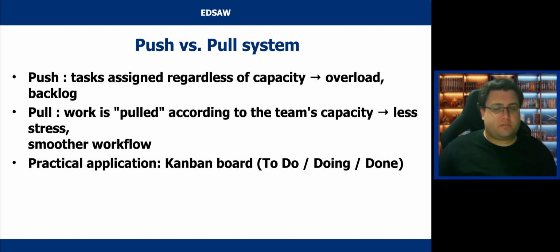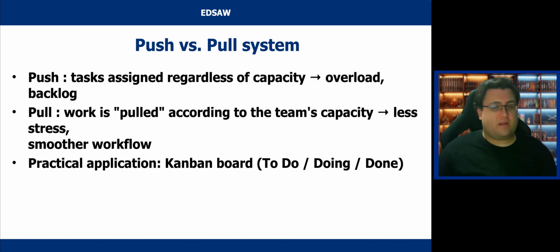In contrast, a pull system works by having employees pull work themselves, but only when they have free capacity. Tasks are added to the process gradually, which ensures a smoother workflow and less chaos. In practice, the pull system is often visualized using a Kanban board, a simple board divided into columns labeled to do, doing, and done.